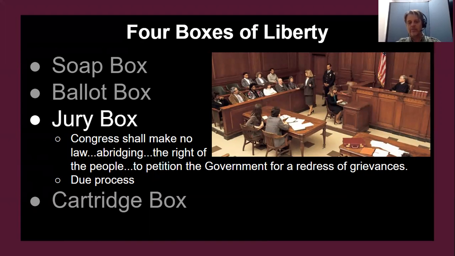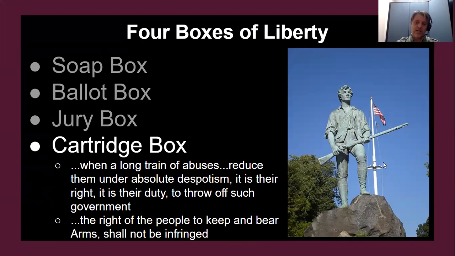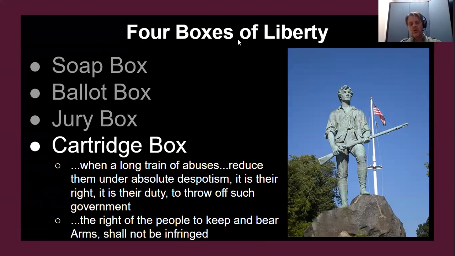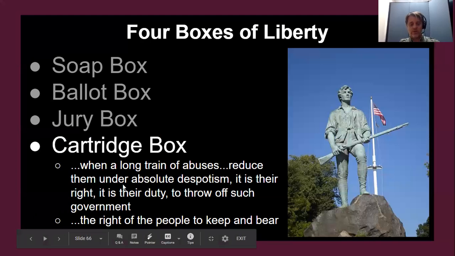And then the final box is the Cartridge Box. If you remember this guy, this is in Lexington. This is kind of a generic Minuteman statue, but it's in Lexington. Cartridge Box means the ammo box, means bullets. At this time we had just come out of a revolution where we instigated armed rebellion against an oppressive government. That's the Declaration of Independence. This is where this comes from.